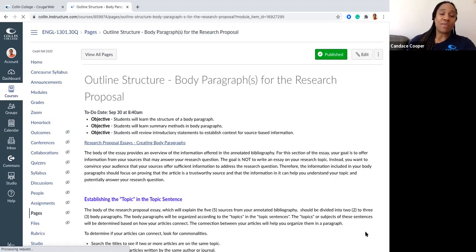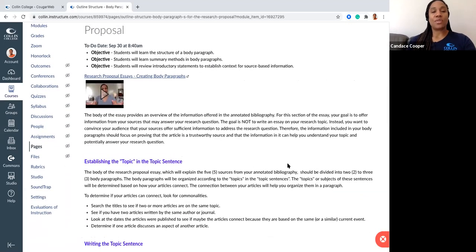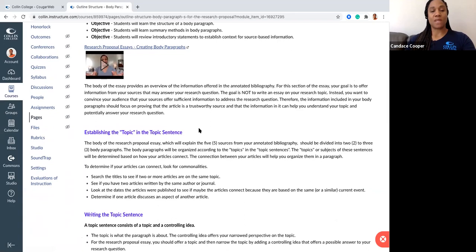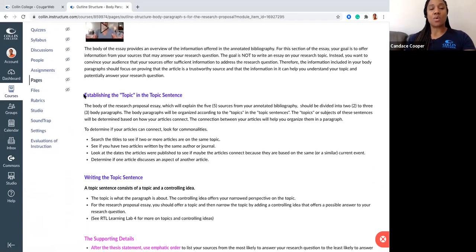So after you write the introduction paragraph, you will then write your body paragraphs. And again, you have a video there to walk you through this and to talk you through it as you are putting together your own body paragraphs for your essay. So for this, you are going to establish the topic in a topic sentence, right? So in order to do that, you want to make sure that you have at least two sources, maybe three sources that talk about the same thing.